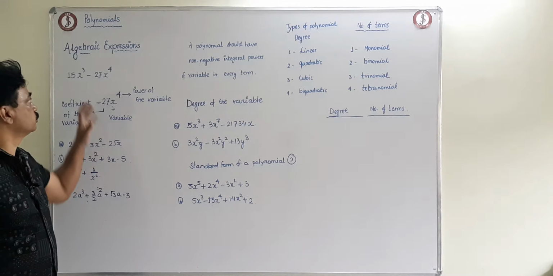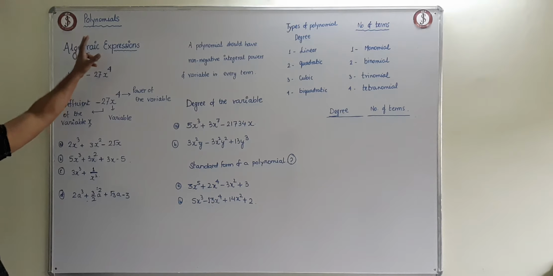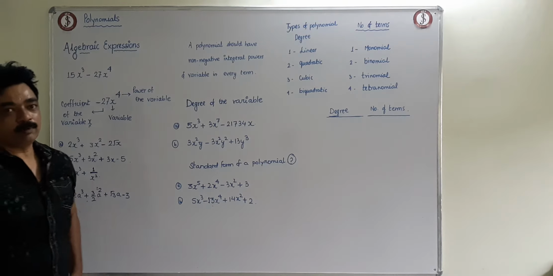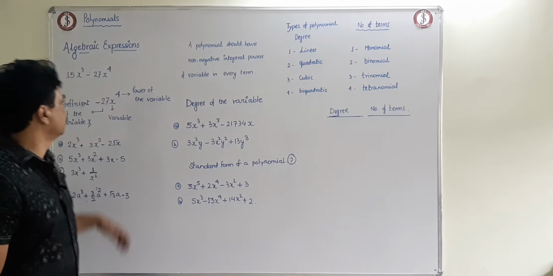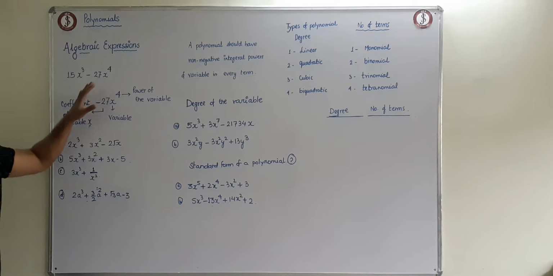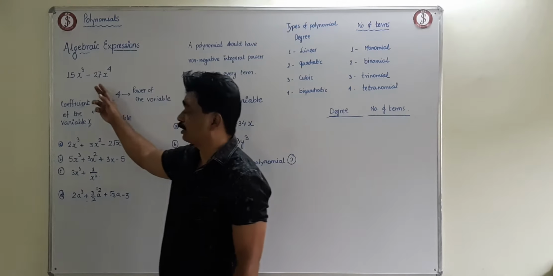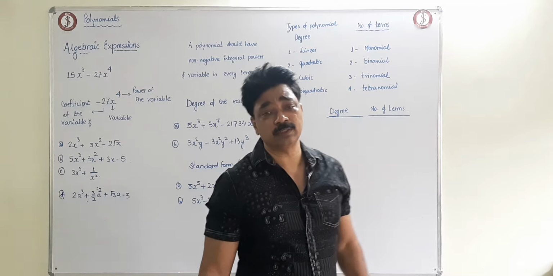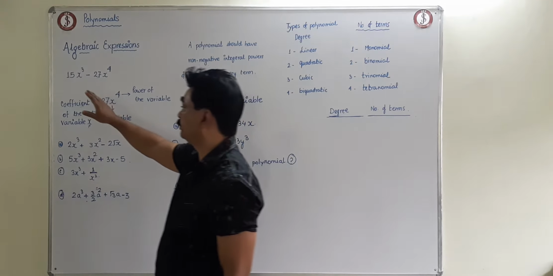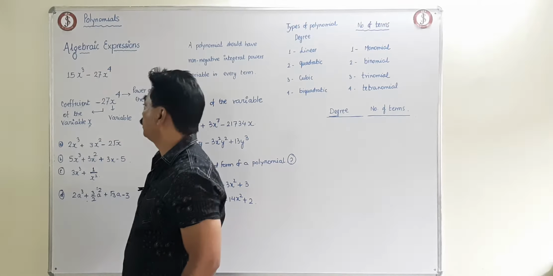So children, let us talk about polynomials now. For polynomials, first we have to understand algebraic expressions. So what are algebraic expressions? Let us have a look. We have here 15x to the power 3 minus 27x to the power 4. This is an algebraic expression which contains two algebraic terms. The first algebraic term is 15x cube and the other one is minus 27x to the power 4.